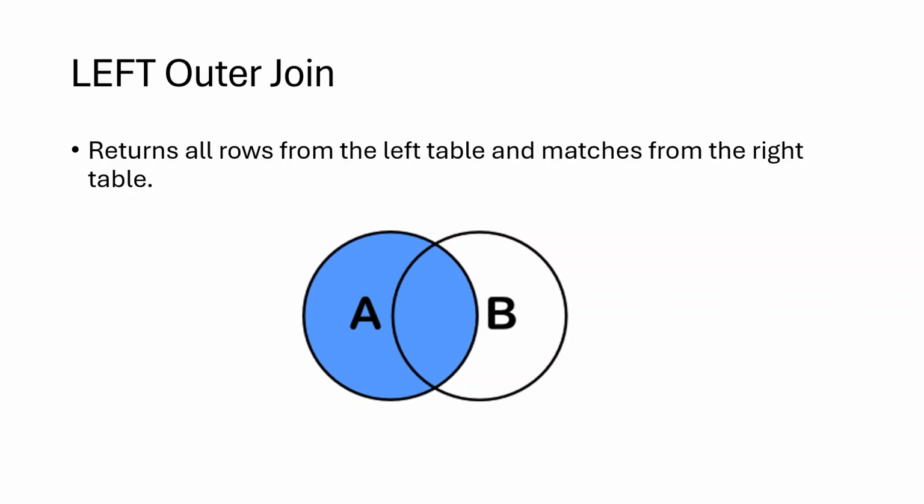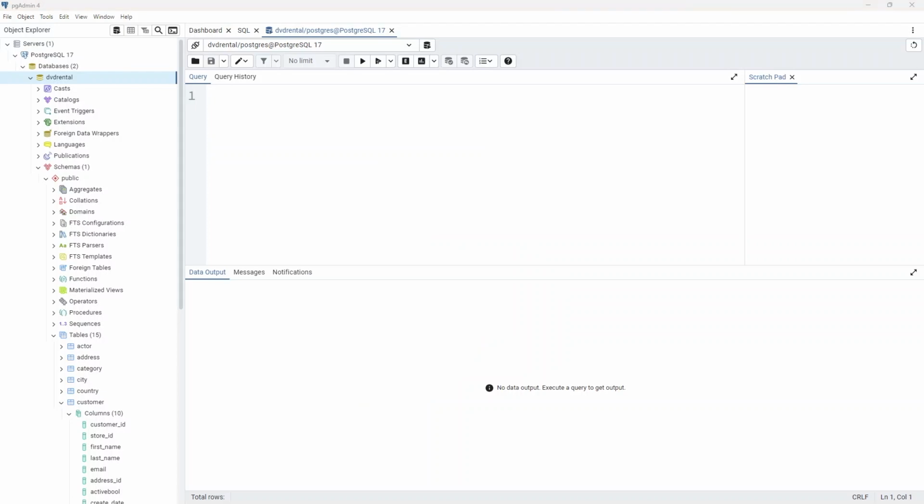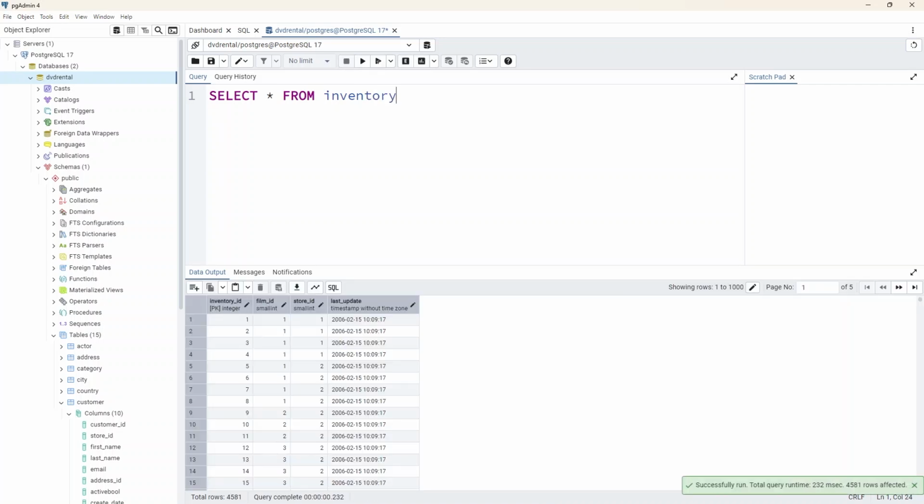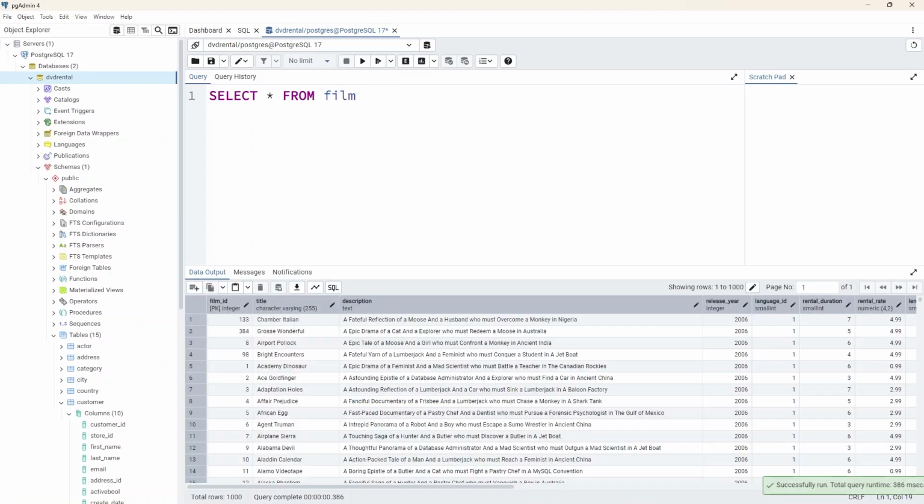Now to understand this, let us go to our pgAdmin and let's try to use a few new tables. Select star from, maybe we have a new table, inventory. Let us run it. So you see, this inventory table has inventory ID, film ID, store ID, and last updated. It means these are the movies that we have in the inventory. And we can also see the film table. Here this table has all the details about the films.